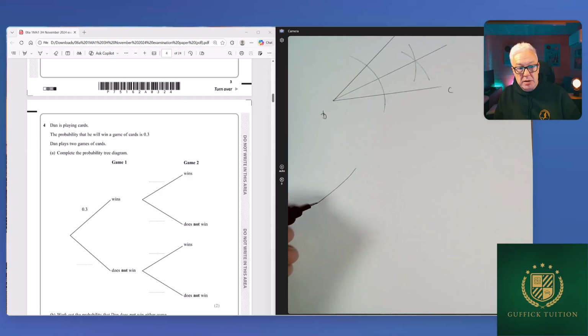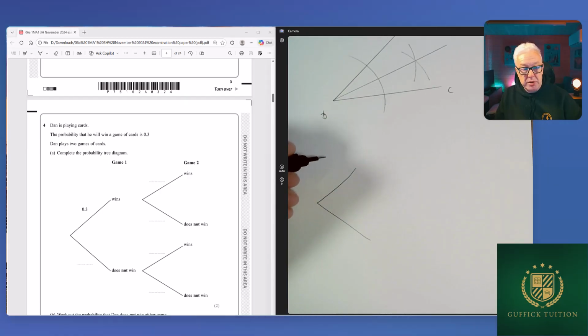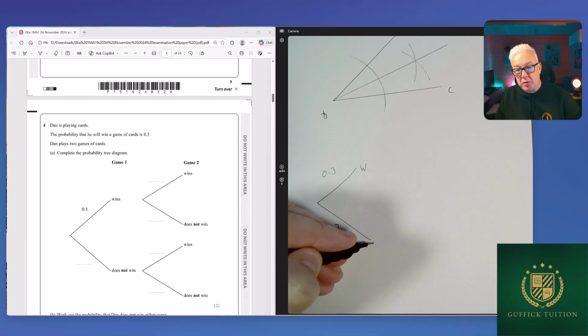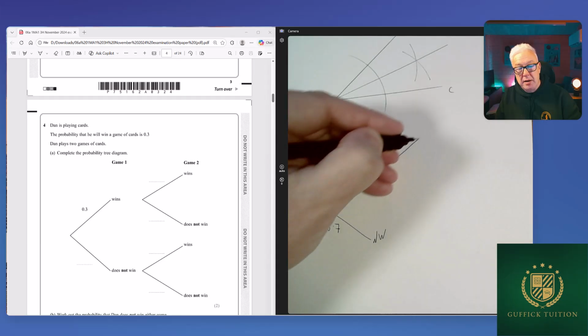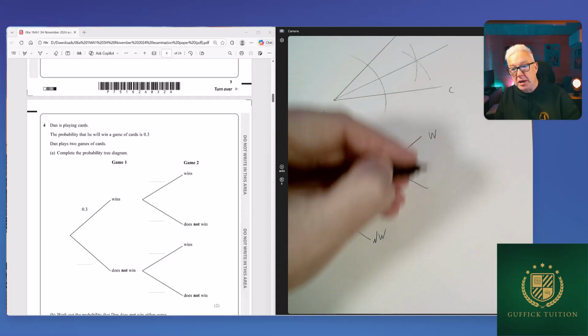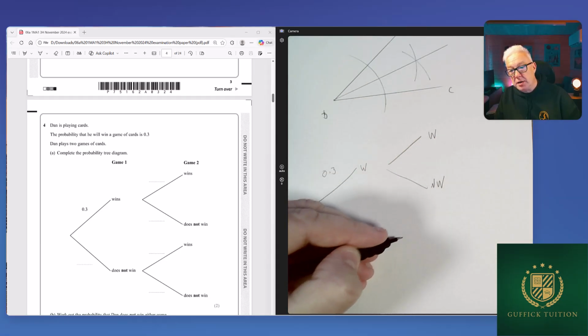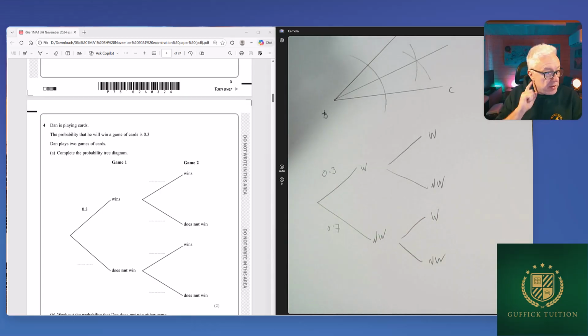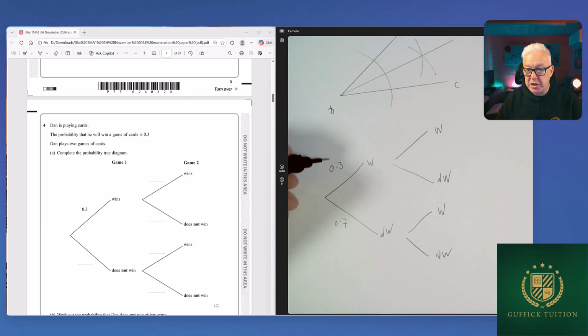Okay, so Dan either wins or Dan does not win. So 0.3 and 0.7. I'll put W and not W. And this one here is win, and this one is not win. This one is win, and this one is not win. So the thing about the probabilities is they need to add up to 1 on each branch. So because that one was 0.3, that's how I knew that that one there was 0.7.